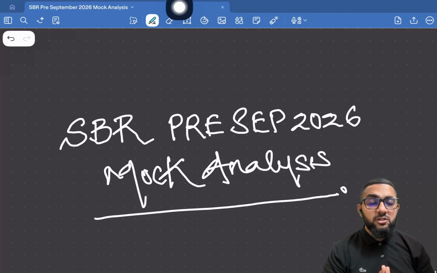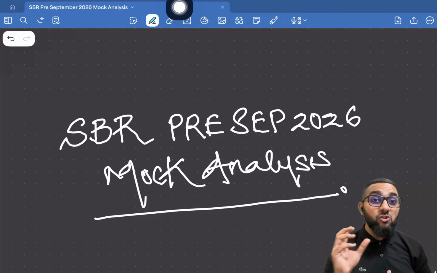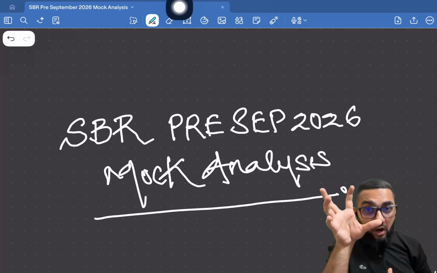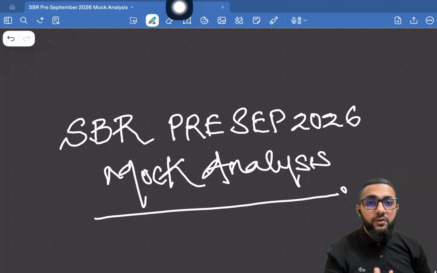So today we are actually going to discuss the pre-September 2026 mock of SBR. And the purpose of this session is not going to be to draft an answer, rather to read the requirements, read the exhibits, and to plan the answer.